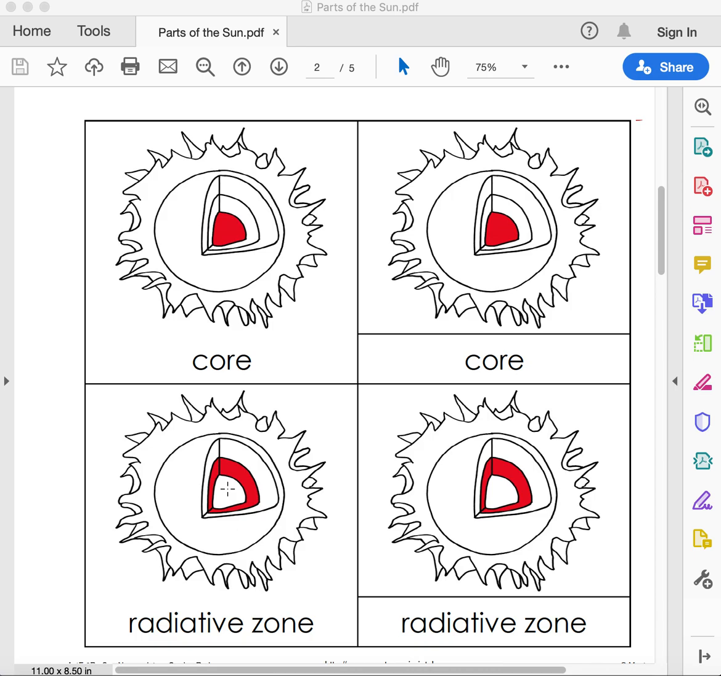Once the heat and the light from the core move out, they move into the radiative zone. The radiative zone lines the core, and this is where the heat and the light move into next.